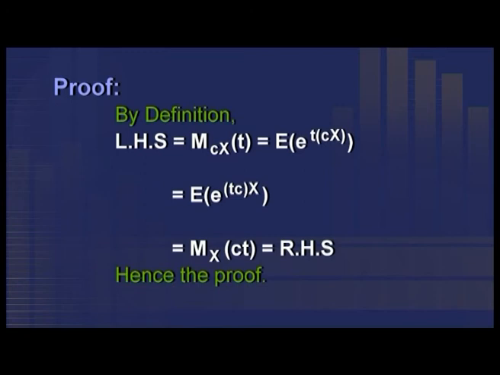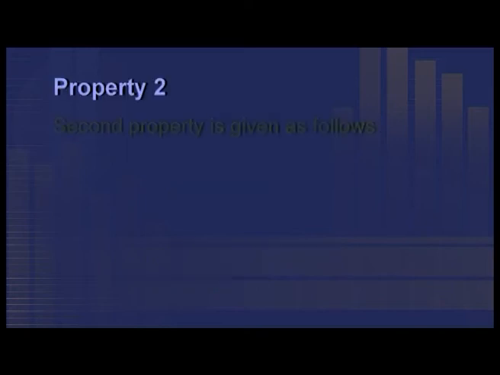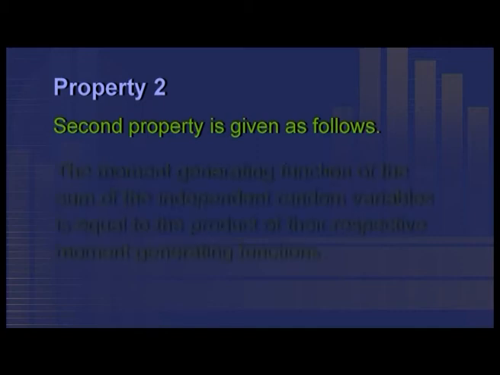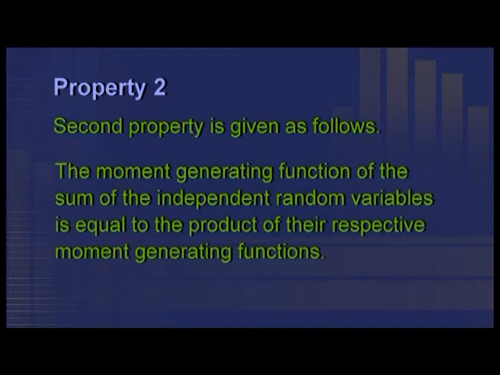By definition, the left hand side is equal to M_cX(t), which is equal to the expectation of e to the power t into c into X, which is equal to M_X(ct), which is equal to the right hand side. Hence, the proof. The second property is given as follows: the moment generating function of the sum of independent random variables is equal to the product of their respective moment generating functions.